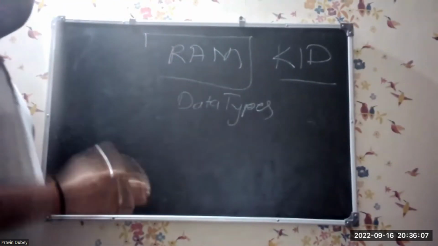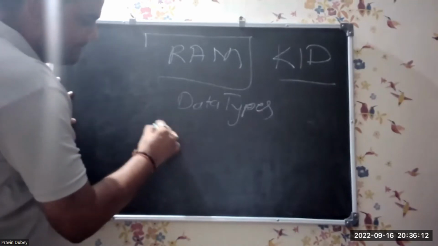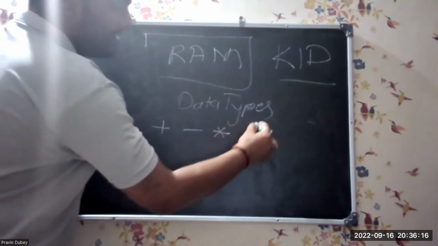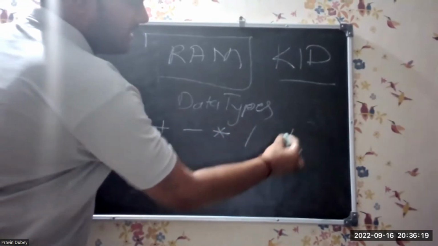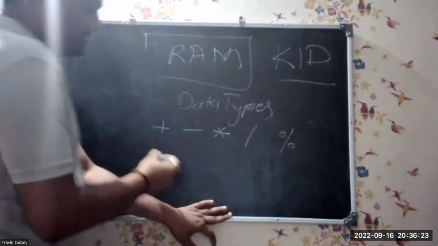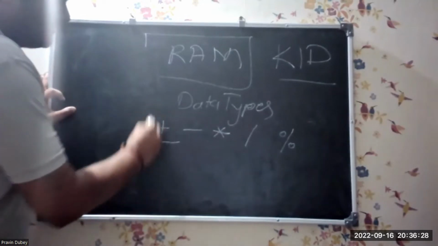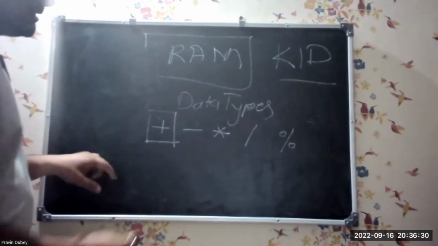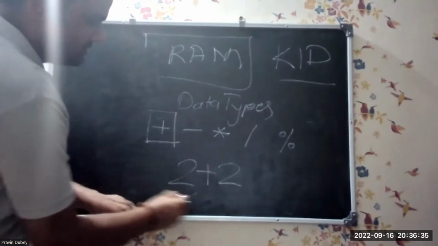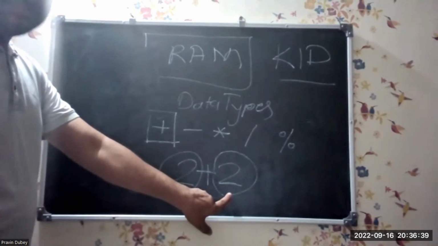Now there are certain operations that can be performed on data types. What are those operations? Plus, minus, multiply, and divide. And there is something called as modulus in programming. Okay. So plus is the operator. Okay. All of these operators are like this: 2 plus 2. So this 2 and this 2 are called as operands.